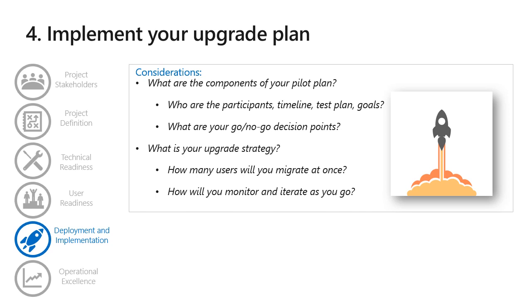Once we transition to that next stage of the upgrade strategy, we need to determine how many users we are going to migrate. Are we going to, for example, finish our pilot and then simply migrate the rest of the company all at once? Or are we going to do them in a cycle, where we have batches of users that are being migrated over a period of time? How do we monitor and iterate as we go?